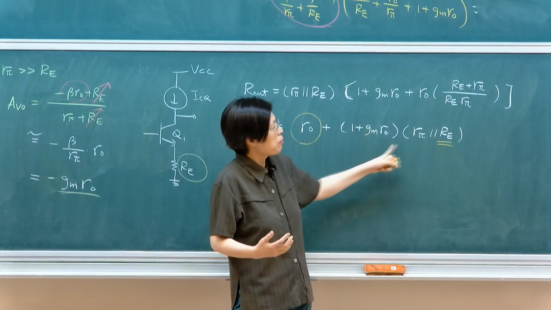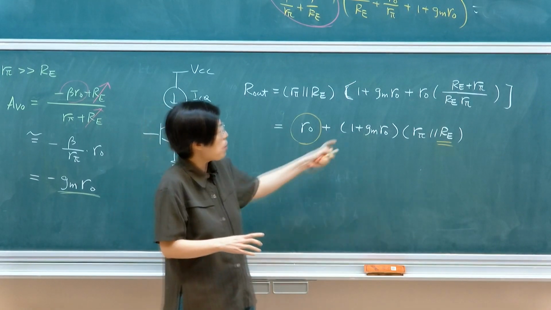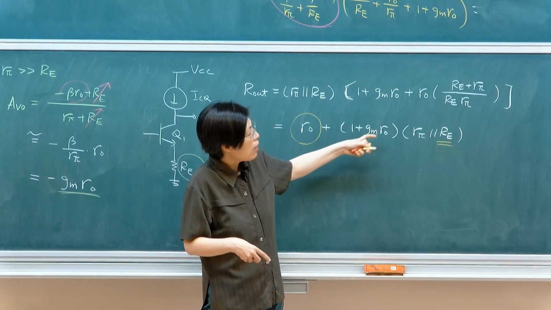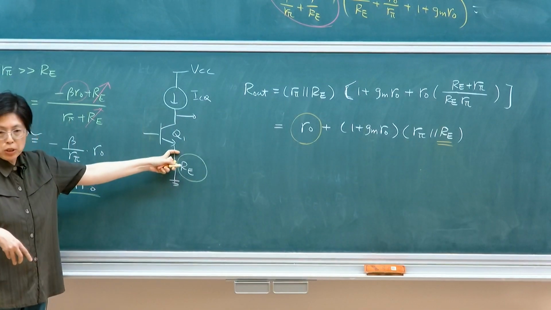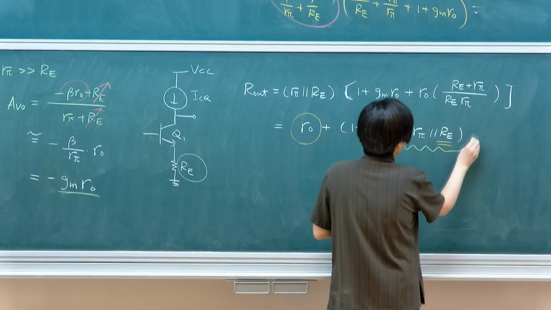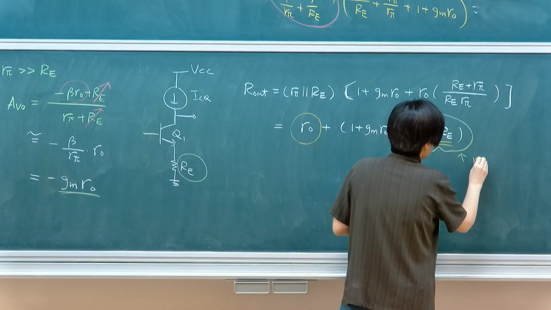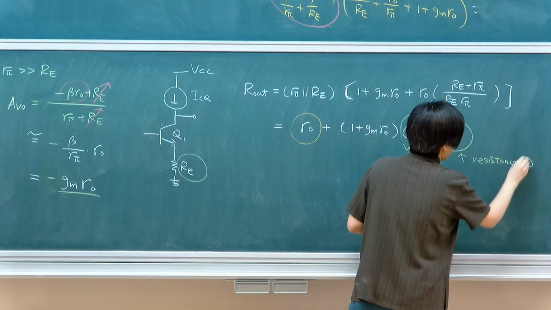This is actually related to a feedback loop gain. 1 plus GMRO, it's a loop gain. And this gain will then boost the overall resistance you can see at the emitter terminal. So this is actually the resistance at the emitter terminal.